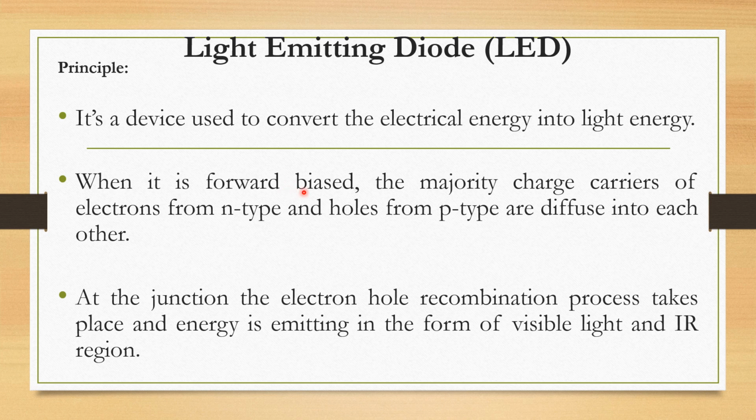When the PN junction is forward biased, the majority charge carriers, the electrons from the N-type and holes from the P-type, are diffused into each other. At the junction, the electron-hole recombination takes place and the energy is emitted in the form of visible light and infrared region. Depending upon the band gap of the material used, the light can be emitted in the visible region or in the infrared region.